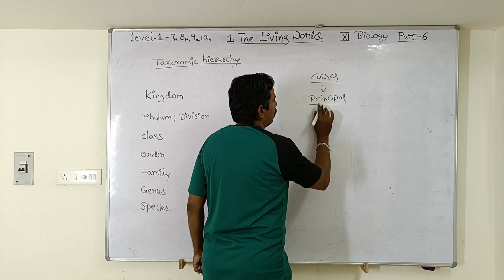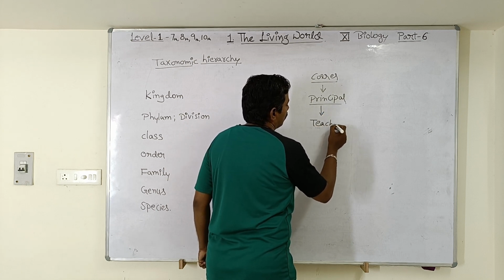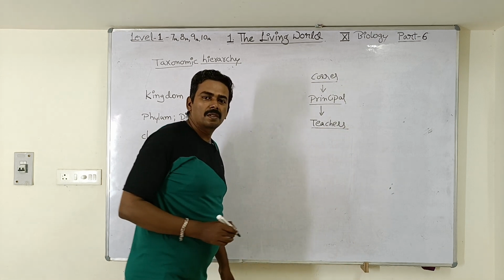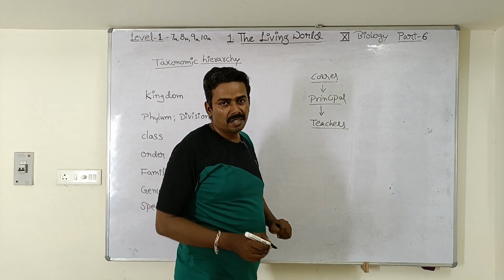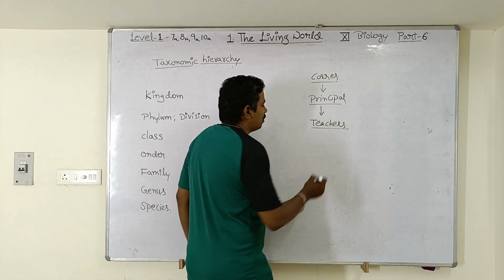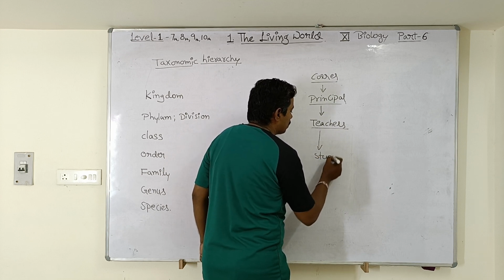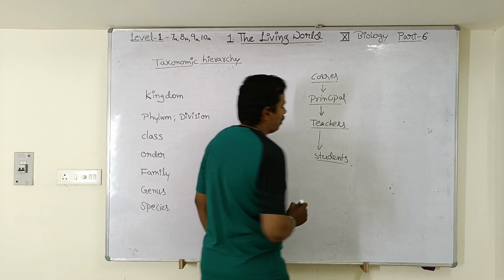Under the principal, who will be there? There will be all the teachers. All the teachers will be under the control of the principal. So the teachers will be occupying the third hierarchical position in the school. Under the teachers, who will be there? Under the supervision of teachers, there will be students.